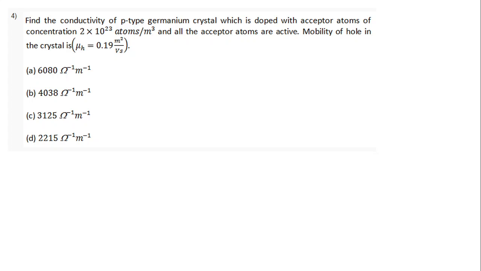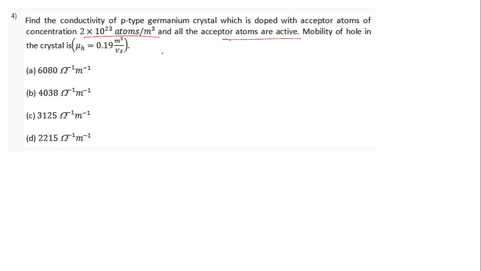Next question. Find the conductivity of a p-type germanium crystal, which is doped with acceptor atoms. Acceptor atoms means they accept electrons, so they are p-type, I mean trivalent atoms. They accept the electrons. The acceptor atom concentration is this, and all the acceptor atoms are active. The mobility of holes in the crystal is this. It's a p-type germanium crystal.